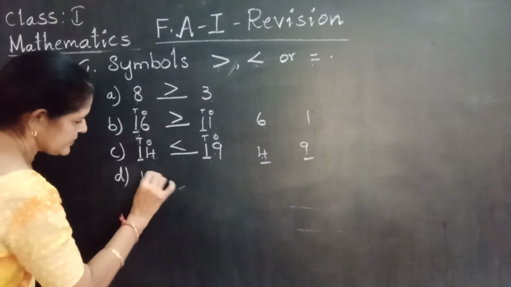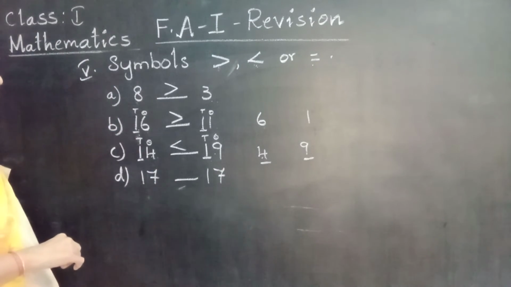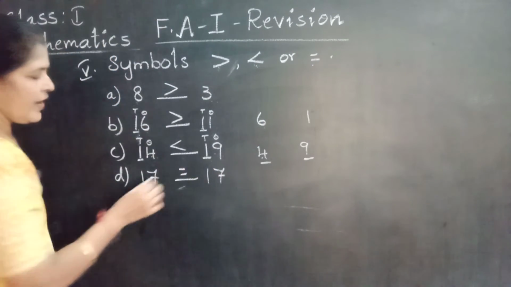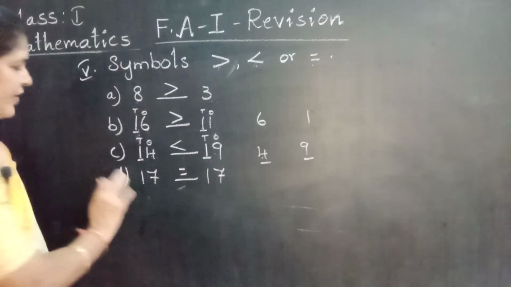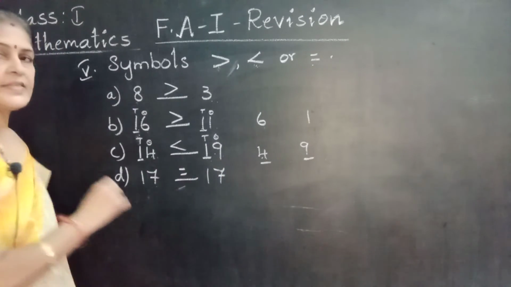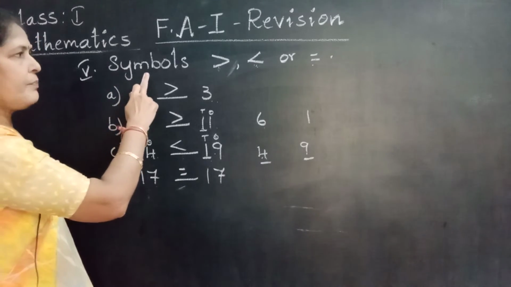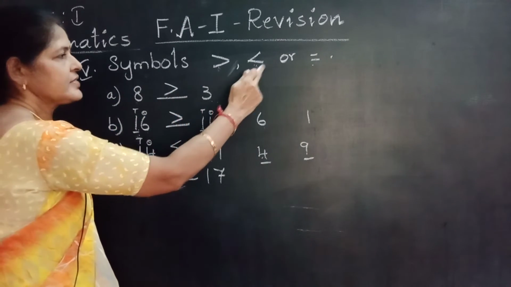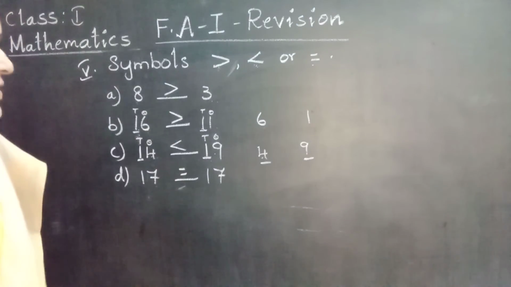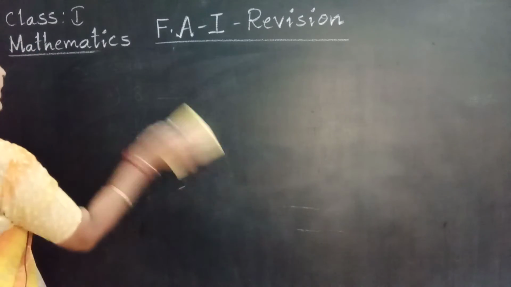Another one. 17 and 17. Which symbol we are going to keep in? Equal to. 17 is equal to 17. Why? Both are same numbers. This is how to put the correct symbol: greater than, less than or equal to. Understood? Go to next one. Are you following? Very good. Next one.